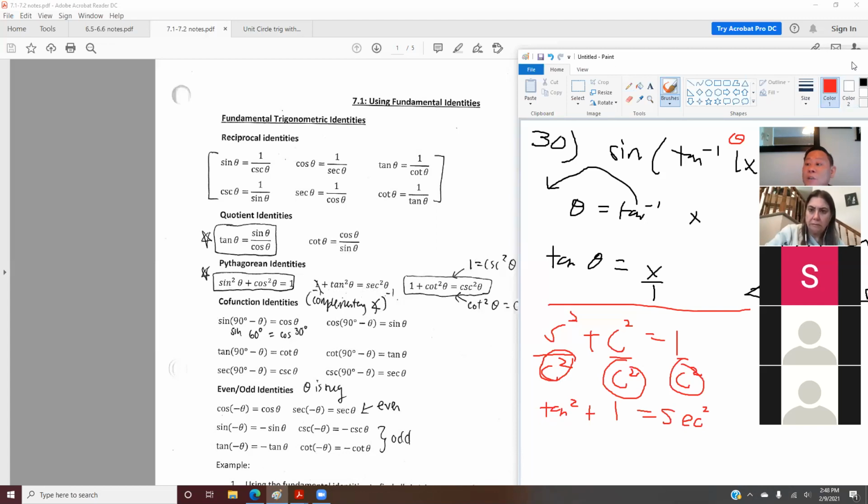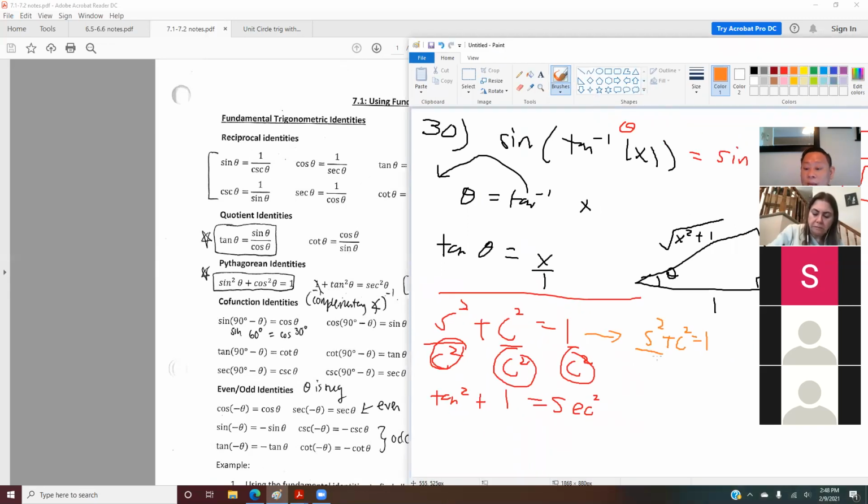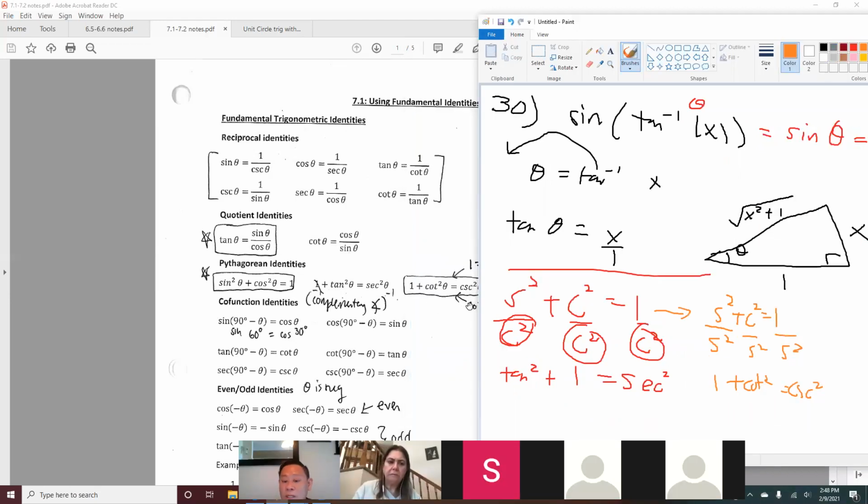And if I want to get the other formula, so instead of dividing by cosine square, I will divide by what? Sine square. And sine over sine is 1. Cosine over sine is cotangent square. And 1 over sine is cosecant square. So this is where you get the third formula, 1 plus cotangent square equals cosecant square.